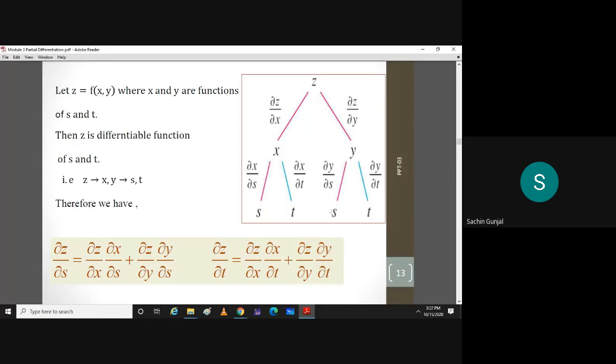And again z with respect to t, there are two ways. This way and then from this side also. So z with respect to x, x with respect to t, plus z with respect to y, y with respect to t. Did you understand this chain rule? Yes, sir. Any doubt in this? Please understand this, because next time the example will be based on this chain rule.